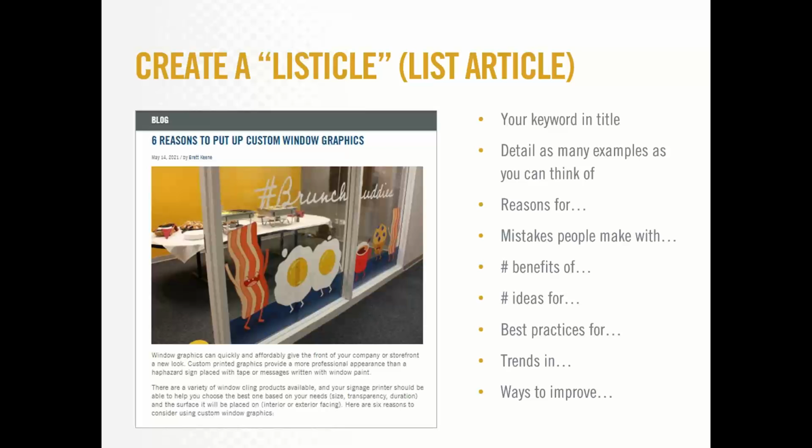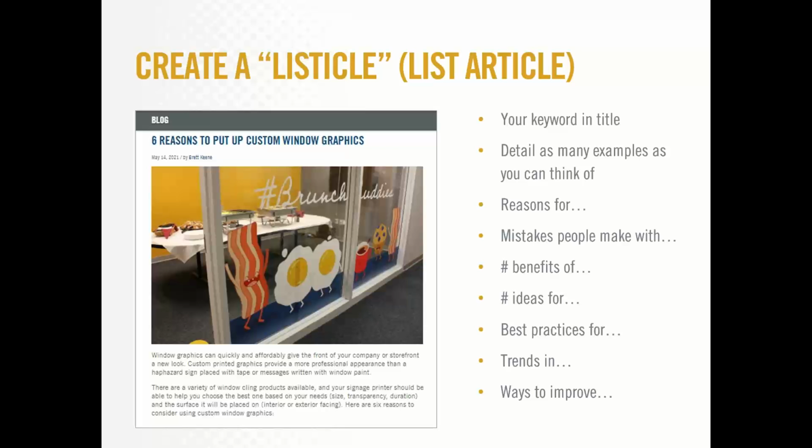Pictures are great if you can include pictures as examples or even video in your blog. If you can mention customers by name, that's great, if they allow you to do that. And you can write one listicle topic many different ways. So you'll see some examples here.